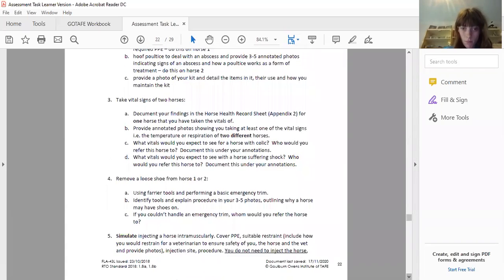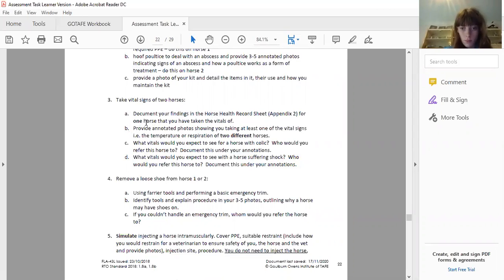The third part is take vital signs of two horses. So document your findings in the horse health record sheet. That's another appendix within this assessment that you need to fill in for one horse. So you're expected to take the vitals of two different horses, but you only need to document it for one horse.